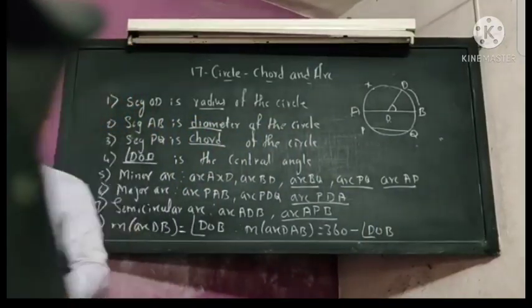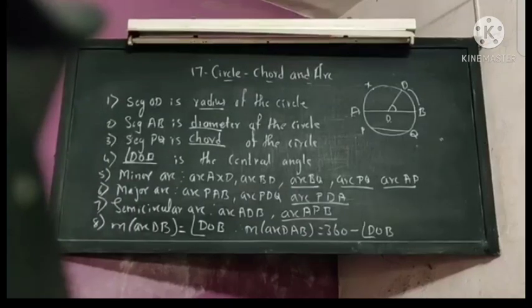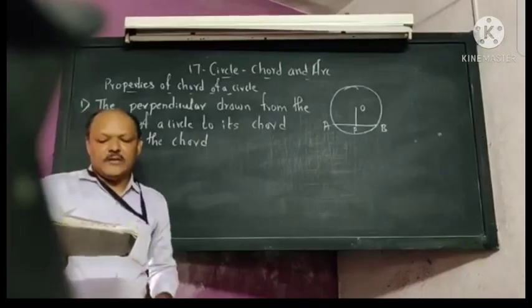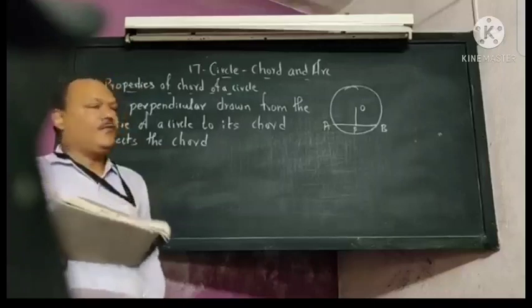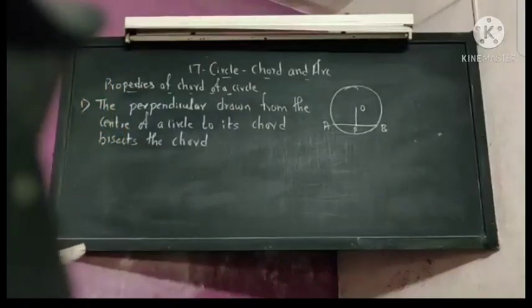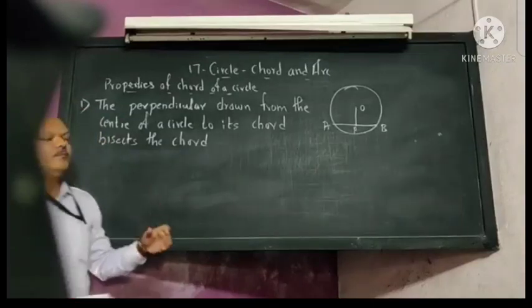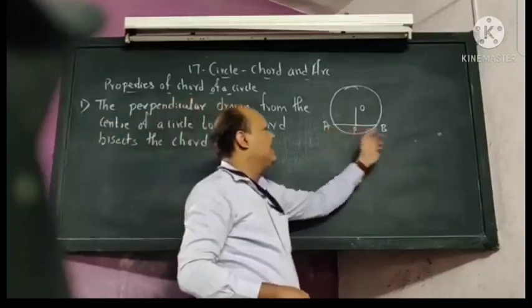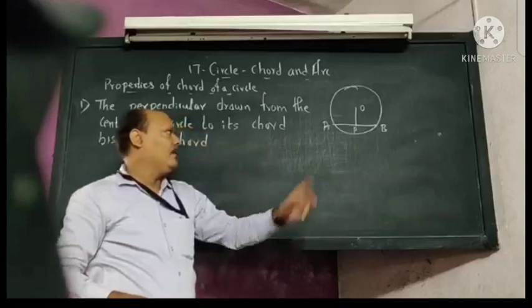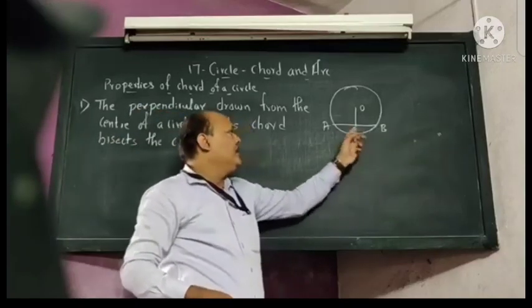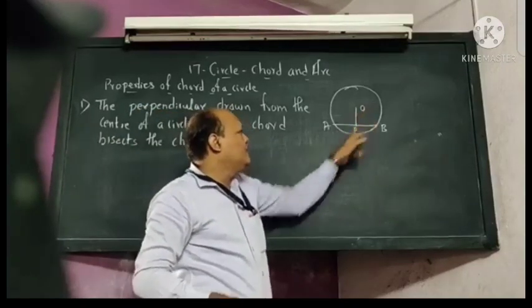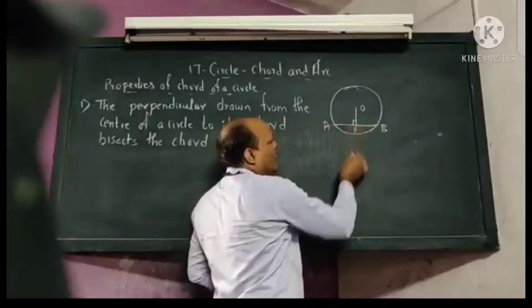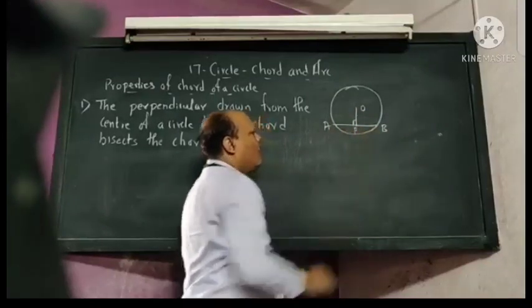What will we learn? Okay, so we'll start with the properties of the chord of a circle. The first property we are going to learn in this chapter is: the perpendicular drawn from the center of the circle to its chord bisects the chord. The meaning of bisect is to divide a segment AB into two equal parts. AB is your chord. OP is perpendicular to the chord AB.